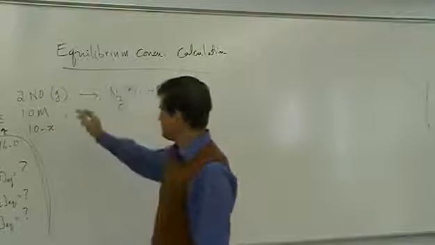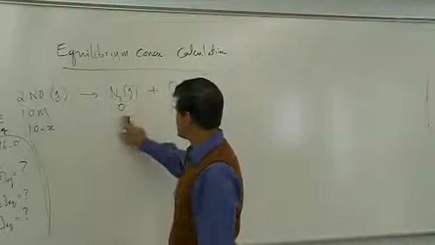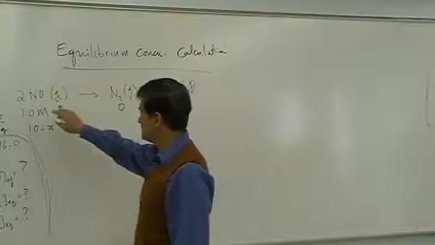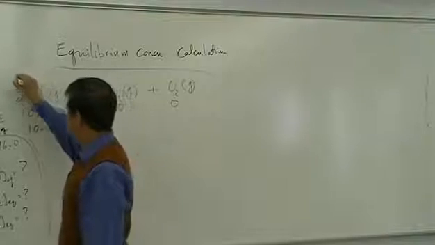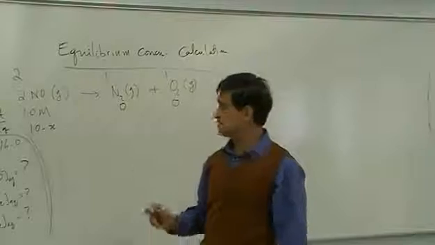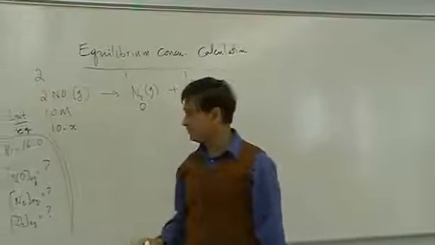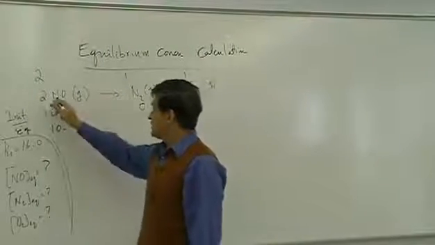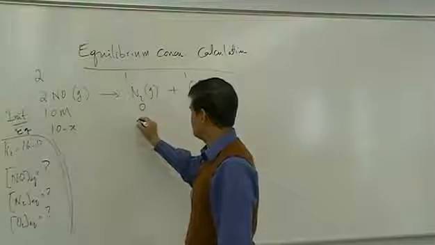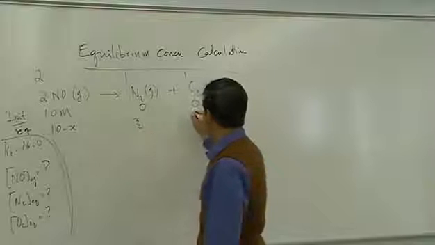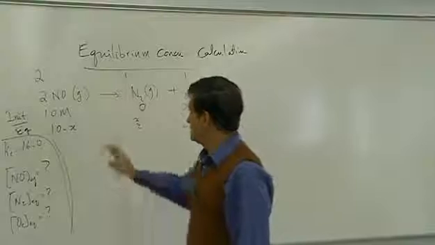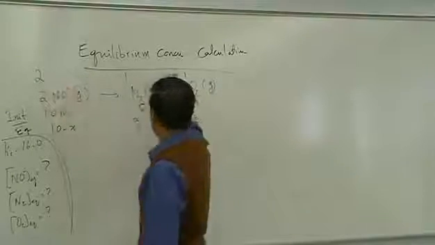Now when X of NO breaks down, we need to know how much of N2 is being formed and how much O2 will be formed. This is how it works. When 2NO breaks down, you get 1 N2 and 1 O2. This ratio has to be maintained. That means if X of NO is breaking down, half of N2 will be formed. So it will be X over 2, and half of oxygen is going to form. Now why is half? Because these numbers are 2, 1, 1.